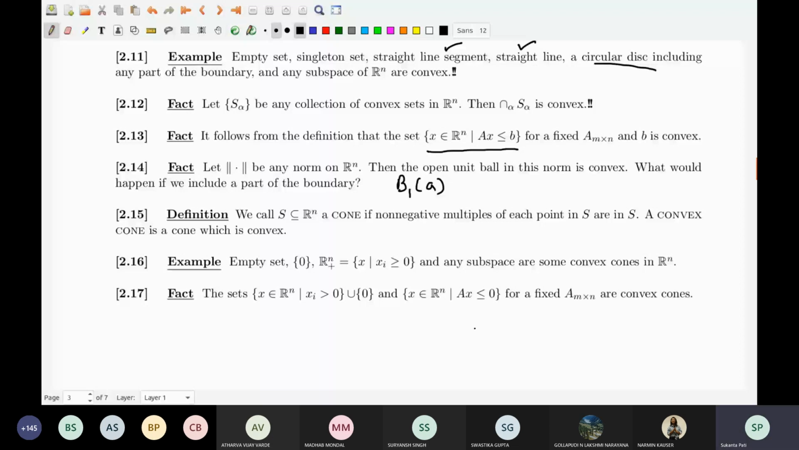Now, for example, the empty set is a cone. Whenever you find a point, all non-negative multiples will be there. The singleton set {0} is also a cone. Whatever point is there, their non-negative multiples are there. R^n_+, the first orthant. So in R2, it will be our first quadrant. That is a cone. Whatever point you have, all non-negative multiples of that are also there in the set. Any subspace of R^n is also a convex cone. Okay.